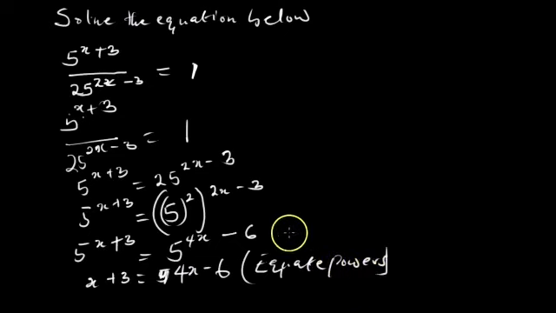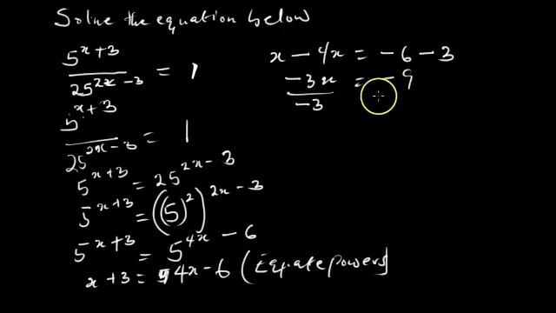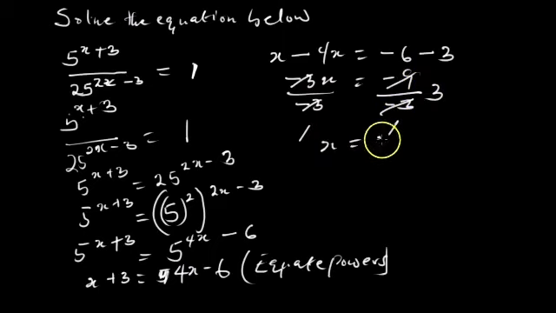Now, at the end of the day, we can begin to collect like terms so that x and 4x are together. It becomes x minus 4x is equal to minus 6 minus 3. If plus 3 leaves this side to the other side, it becomes minus 3. So that x minus 4x, that's minus 3x, is equal to minus 9. Divide both sides by minus 3. Minus 3 into minus 3 is 1, and minus 3 into minus 9 is 3. So x is equal to 3.